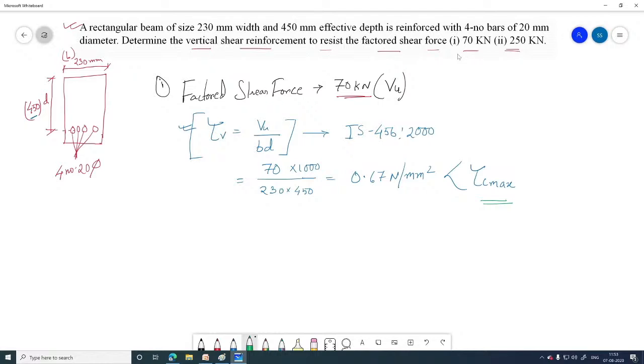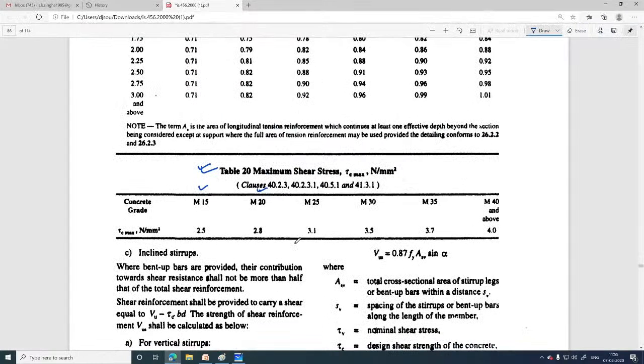In our case the grade of concrete is not given, so we consider the grade of concrete as M20 and the grade of steel as Fe415. If it is not given in the question, you can consider this. So I am considering M20. For M20, what is the maximum value, that is the tau c max value? Let's see in the code. For M20 the value is 2.8.